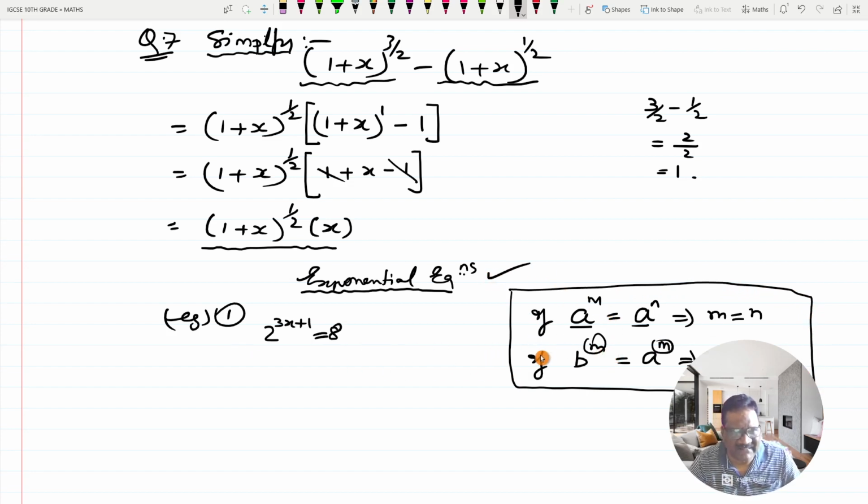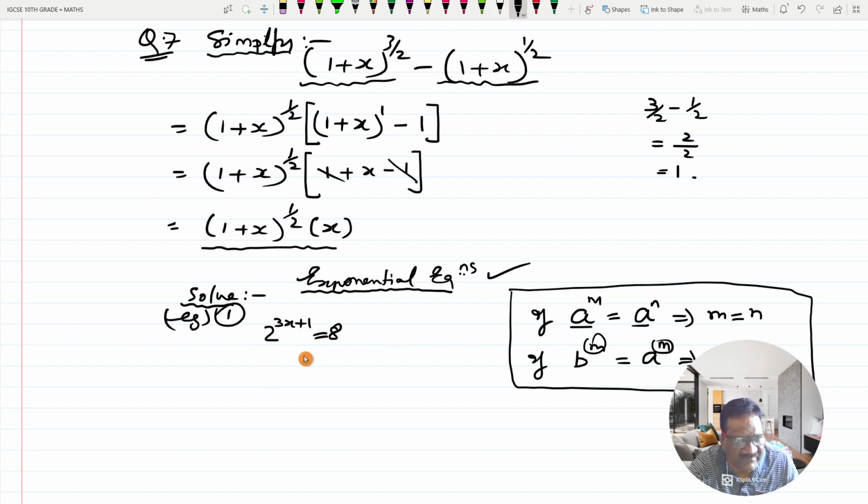So let us go by this only and try to see how we can find out the value of this x, because the question is solve. Here it is not simplify, the question is solve. Solve means you have to find the value of x for which this equation is valid, right? So now what I can do is, 2 raised to 3x plus 1 is equal to 8 is given to me.